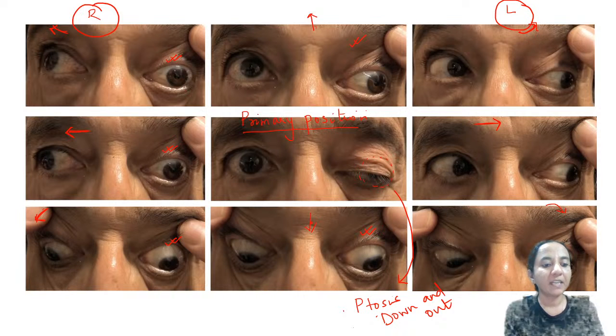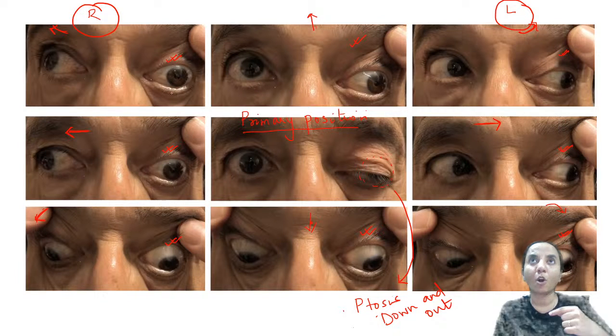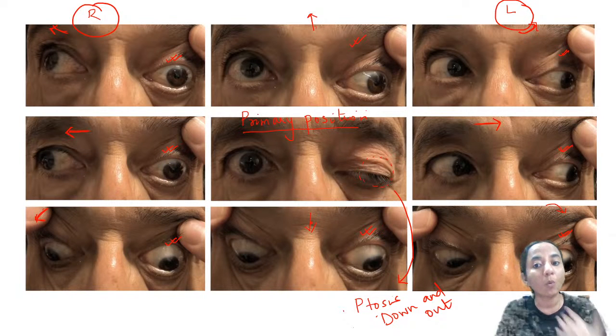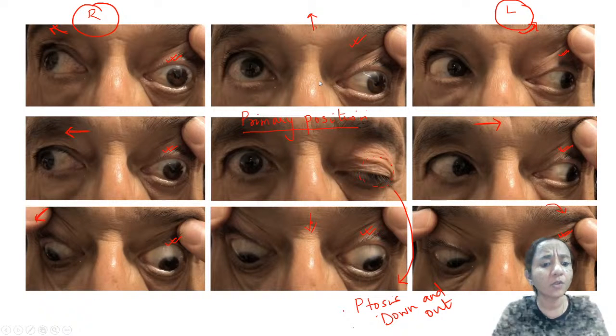So the medial movement is affected, the elevation is affected, the depression is affected. But see, when the patient is asked to look to the left side, this abduction is taking place normally. Look at the abduction here. The abduction is taking place normally for the left eye. So if you look here, the patient is not able to elevate the left eye, he is not able to depress the left eye, he is not able to adduct the left eye, but he is only able to abduct the left eye. So only the abduction in the left eye is normal.